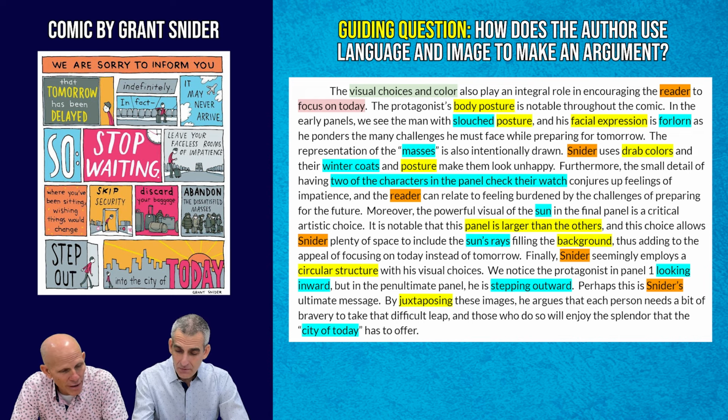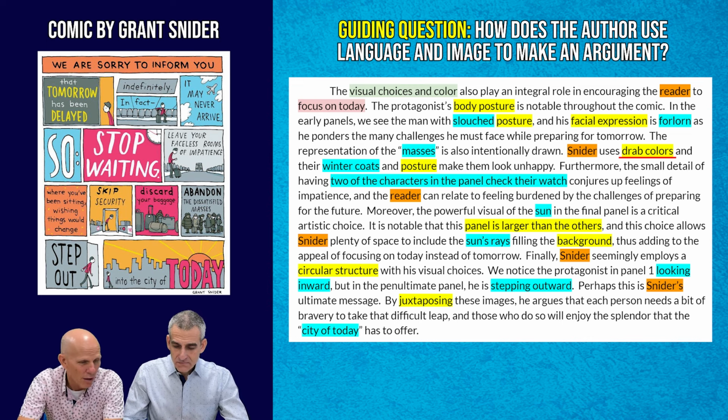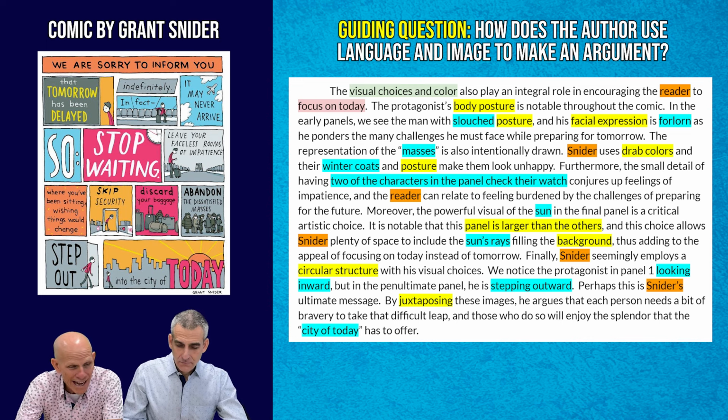And they're moving on. They're talking about the use of colors and the drab colors of these characters that are waiting with their winter coats. I think that's a really nice detail to point out, and very in contrast to the character.